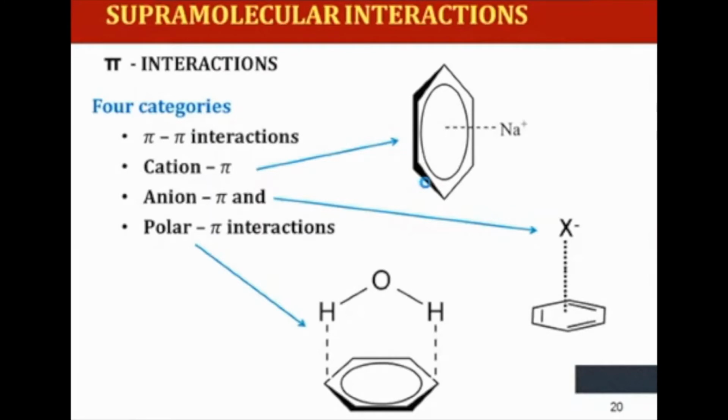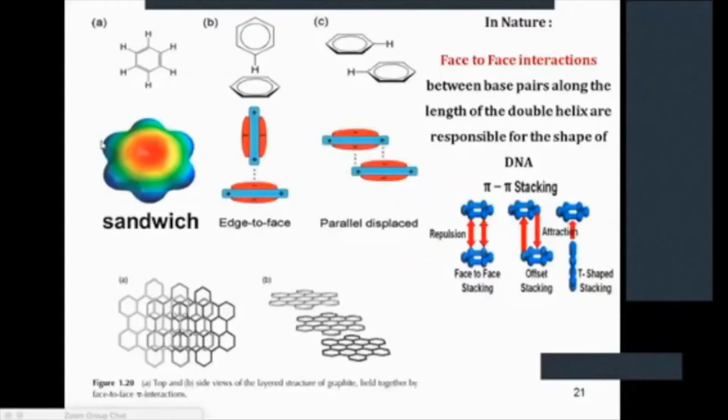So this I told you, the pi-pi interactions here, the pi-pi interactions are of three types. One is the sandwich type, that is two benzene rings come together face to face, and they have an interaction, which you can see in graphite, or you can see in the DNA base pairs, they sandwich each other.